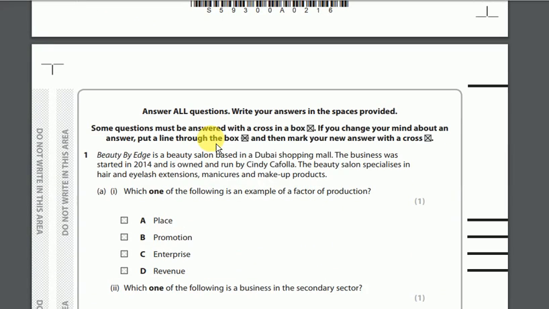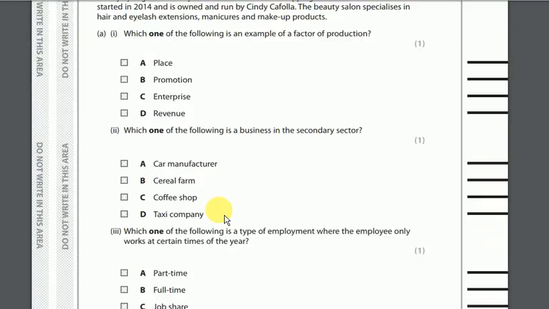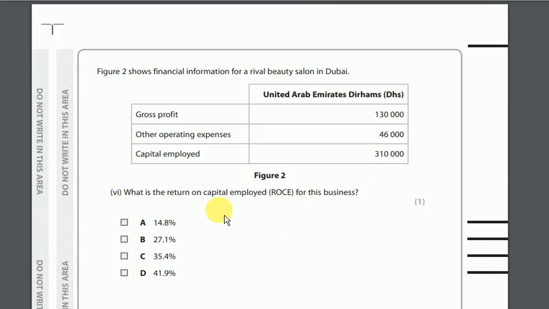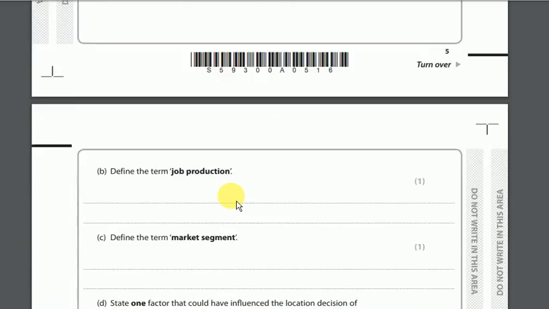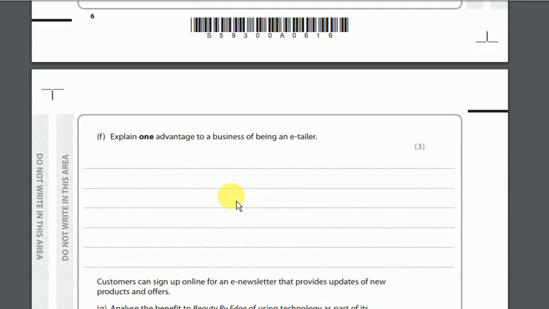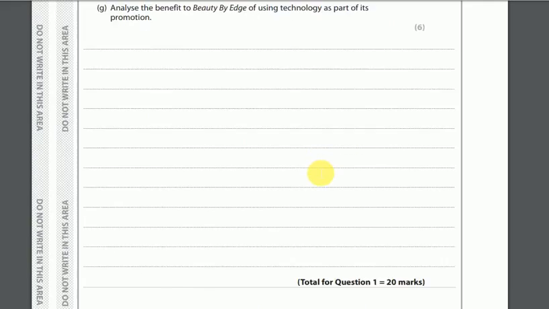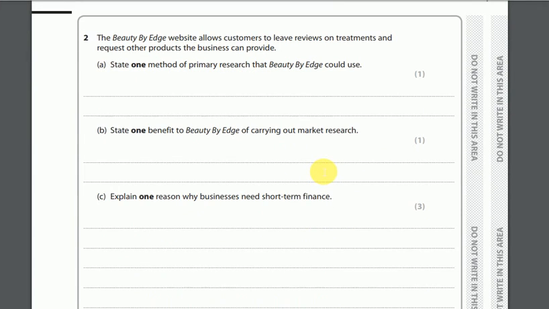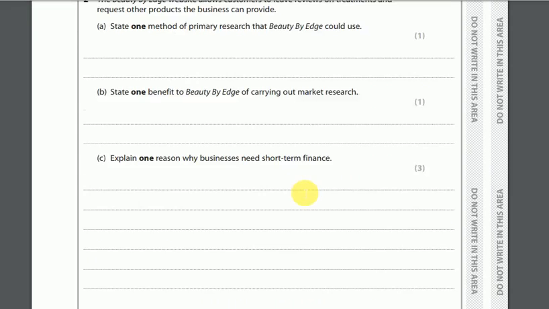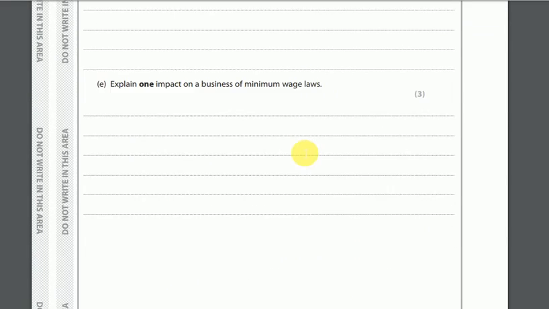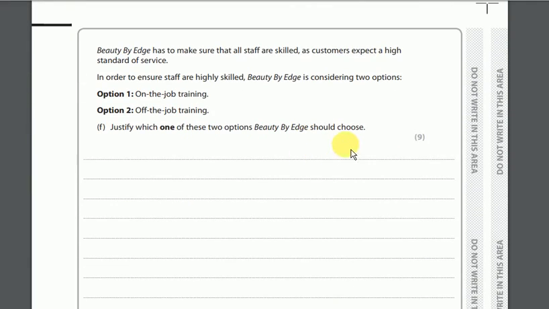So ramping the questions. Question 1 is your multi-choices. Nice 1 markers, building up your confidence. Define. Question 2, there's an analyze one just at the end of question 1, 6 marks. Question 2 then, building up our confidence, looking at explaining short-term finance, market research, globalization, minimum wage laws, 3 marks. And then a 9 marker in question 2, evaluate which one of these would be the best choice.